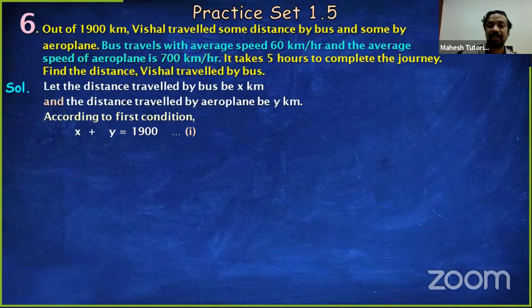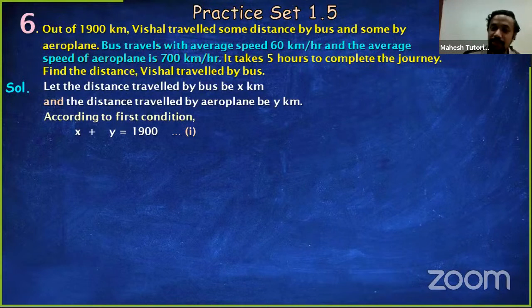Now, students, for the second condition, I want every one of you to read the highlighted portion. The highlighted portion says, the bus travels with an average speed of 60 km per hour and the average speed of the aeroplane is 700 km per hour. Students, in the first condition, they were talking about distance. Now here they are talking about speed. If you recollect, speed, distance, time, right? So the sum here involves this concept of speed, distance, and time.